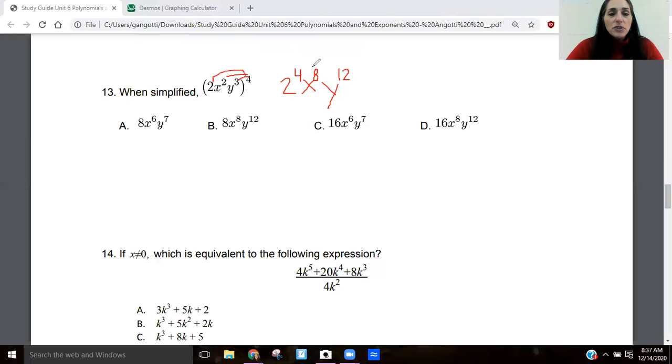So we just have to figure out what 2 to the 4th is. It is not 8. It is actually 2 times 2 times 2 times 2, which is 16, which is choice D. Okay. All right, moving right along.